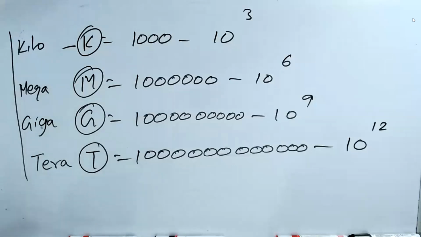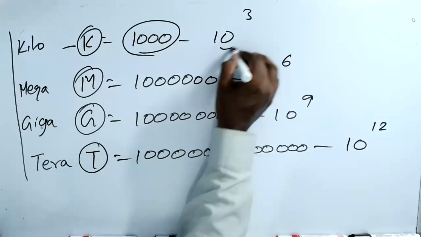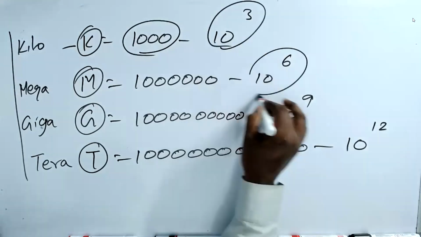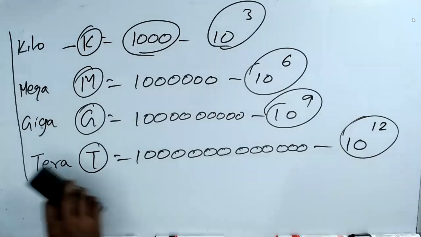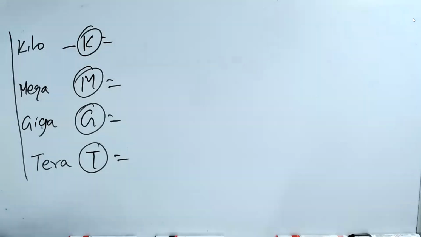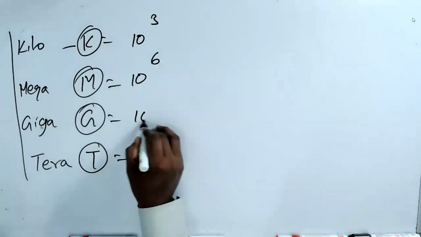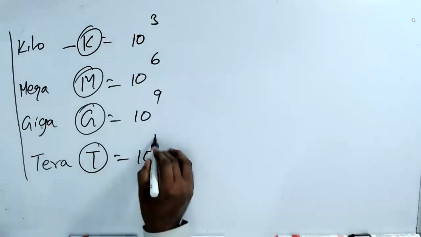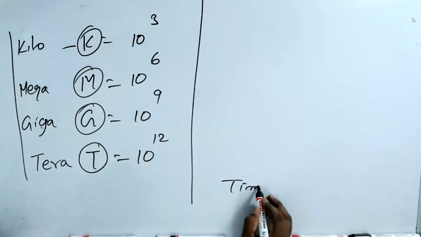Here's a trick. This is 10 power 3, this is 10 power 6, this is 10 power 9, this is 10 power 12. So kilo is 10 power 3, then 10 power 6, 10 power 9, 10 power 12. Done. Because embedded means timing. You should be good at timing. Then you will understand everything.